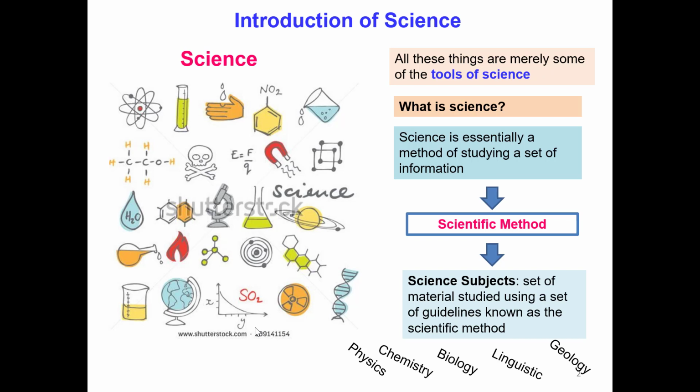Then what is science? Science is basically a method that we can use to study a set of information. Any subject that uses the scientific method to study a set of information is a science. Some examples of sciences are physics, chemistry, biology, and geology, because all these subjects use the scientific method to study some information.